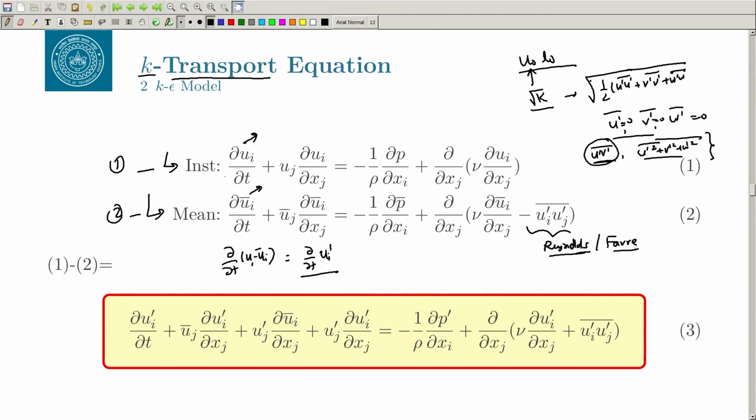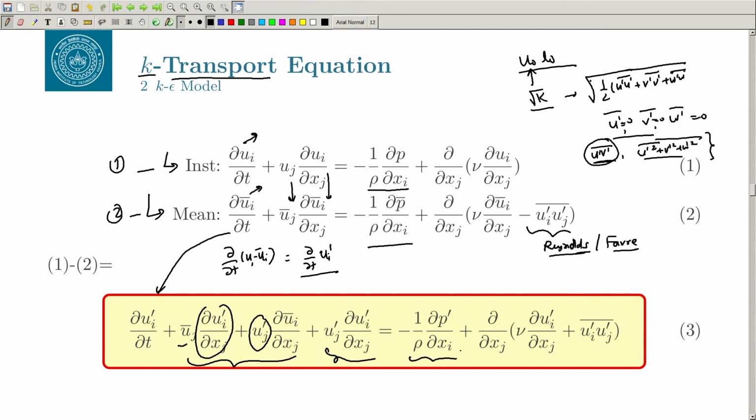The first term will become u_i prime if you subtract. For the second term, because this is a quadratic quantity, you will get two quantities here: the mean multiplying the derivative of the fluctuation, and the fluctuation multiplying the derivative of the mean. These are the two quantities you get when you subtract the convective term. There will actually be a third term also, which is the fluctuation multiplying the derivative of the fluctuation.